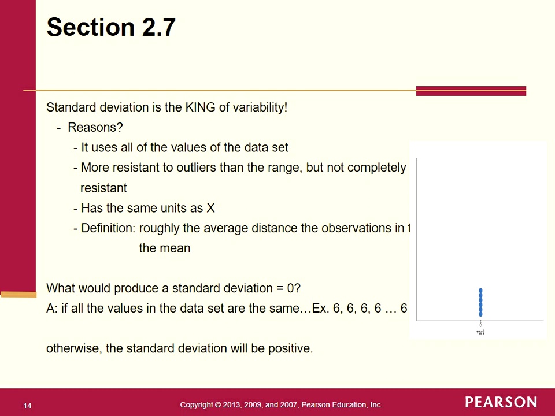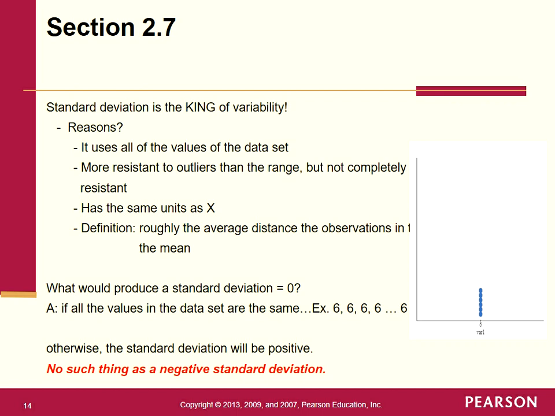Otherwise, as long as one of those dots is not exactly on 6 or exactly on 13, not exactly the same, even if it was 5.9, you would start to have a standard deviation, and it will be positive. There's no such thing as a negative standard deviation. There's no such thing as a negative variance. All right, there's no such thing as that. You can only have a standard deviation that is 0, and I just gave you that situation. Otherwise, it's going to be a positive number.